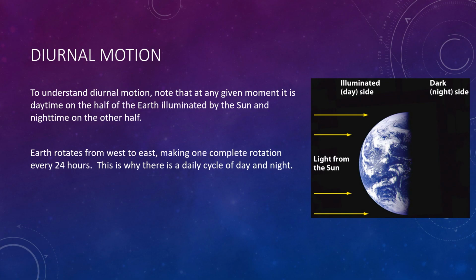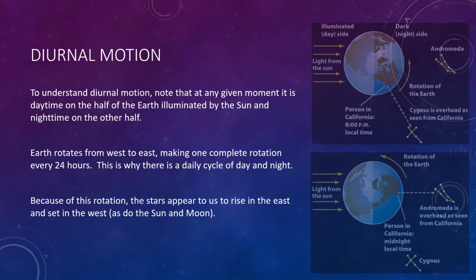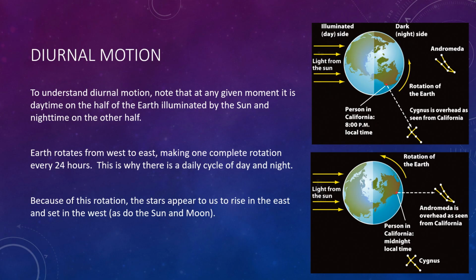To understand diurnal motion, note that at any given moment, it is daytime on half of the Earth and nighttime on the other half. Earth rotates from west to east, making a complete rotation every 24 hours, which is why there is a daily cycle of day and night. But also, because of this rotation, stars appear to us to rise in the east and set in the west, as do the sun and moon. And so, here we can see this.